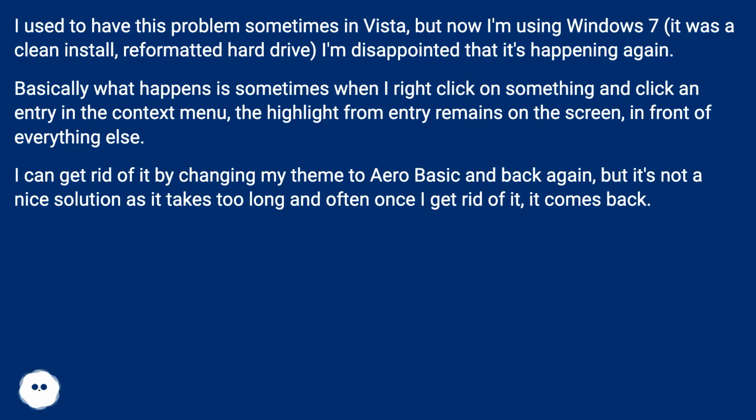Basically what happens is sometimes when I right-click on something and click an entry in the context menu, a highlight from the entry remains on the screen, in front of everything else. I can get rid of it by changing my theme to Aero Basic and back again, but it's not a nice solution as it takes too long and often once I get rid of it, it comes back.